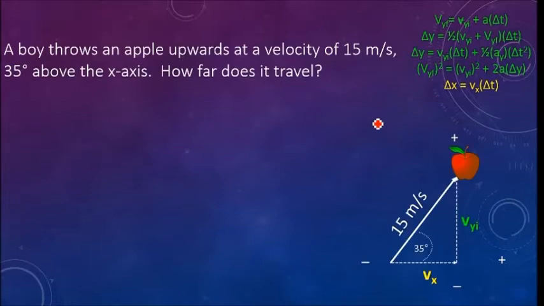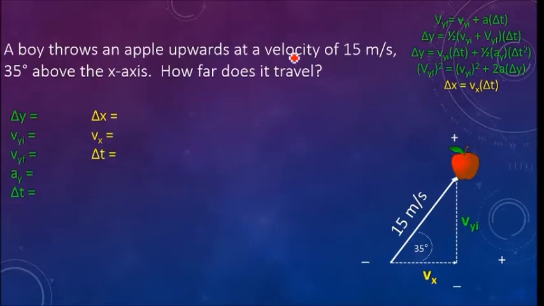So first thing, picture, right? We've got our apple. Here's our 15 meters per second. And one of the first things we're going to do is also create a component diagram of this vector. And so we're going to get an x vector and a y vector of a velocity here to start off.